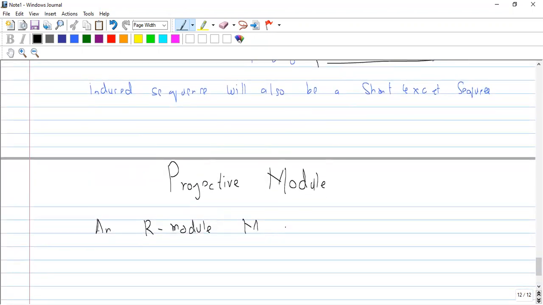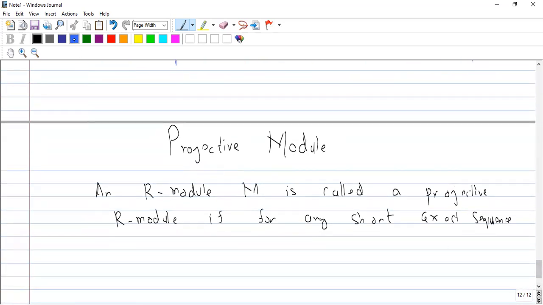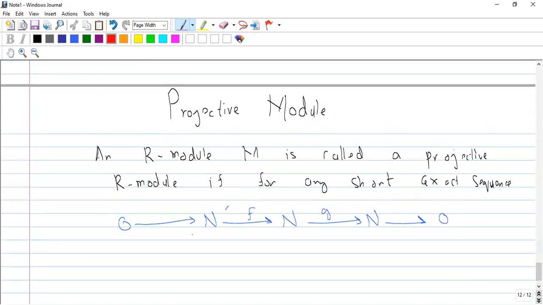So an R module M is called a projective R module if for any short exact sequence, the induced sequence is also a short exact sequence.